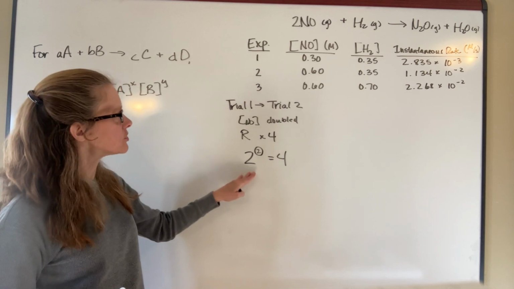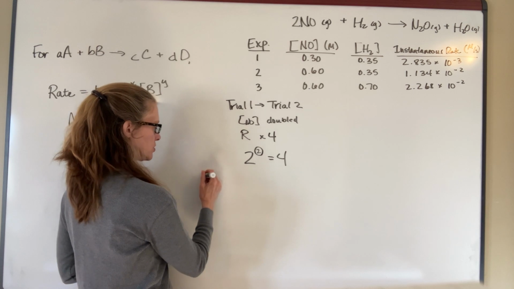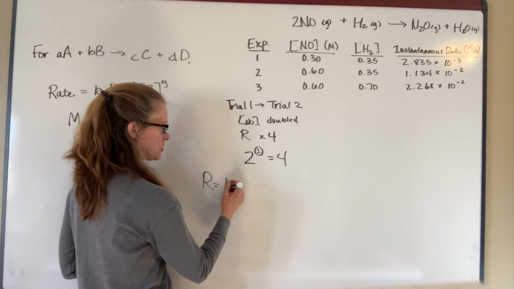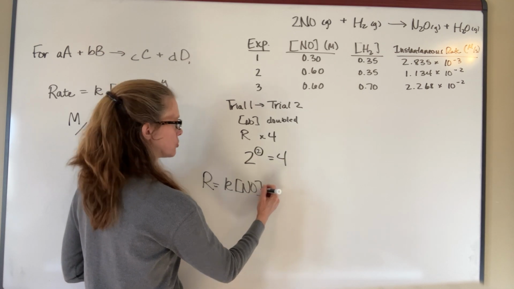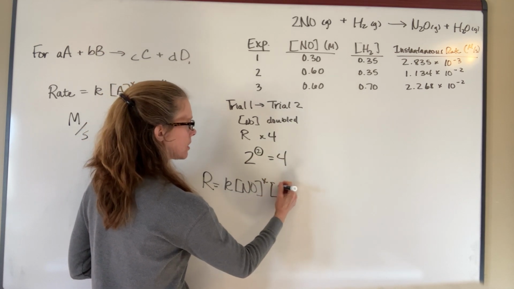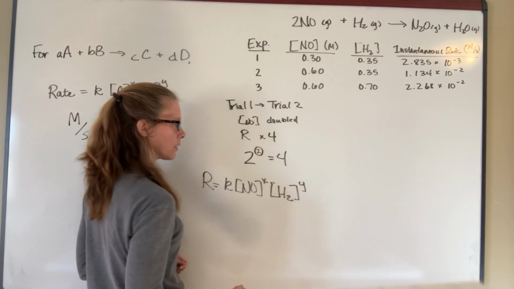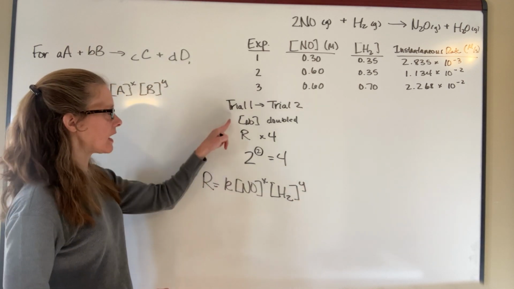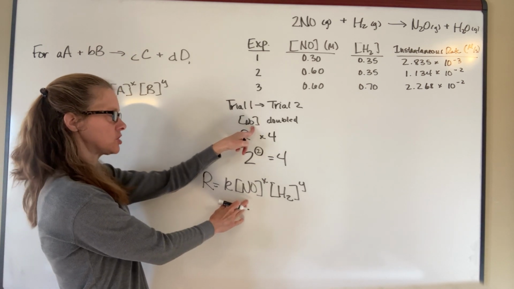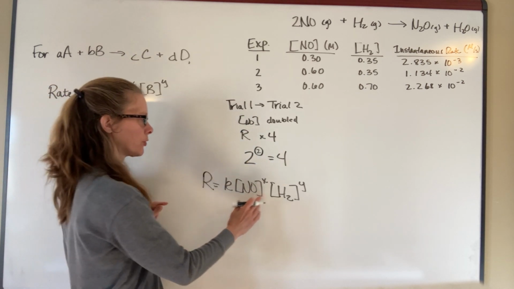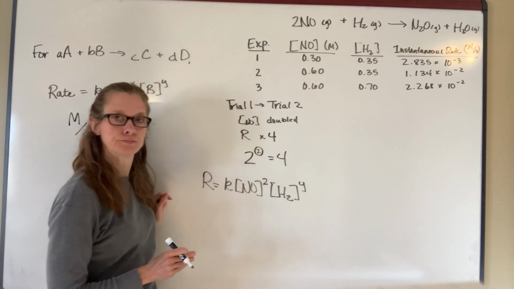So what that tells me then is that in the rate equation, the rate is going to be the rate constant times the concentration of nitrogen monoxide raised to some power times the concentration of the hydrogen raised to another power. What that tells me is that since I doubled the concentration of nitrogen monoxide, and I quadrupled the rate, this number right here is a 2.